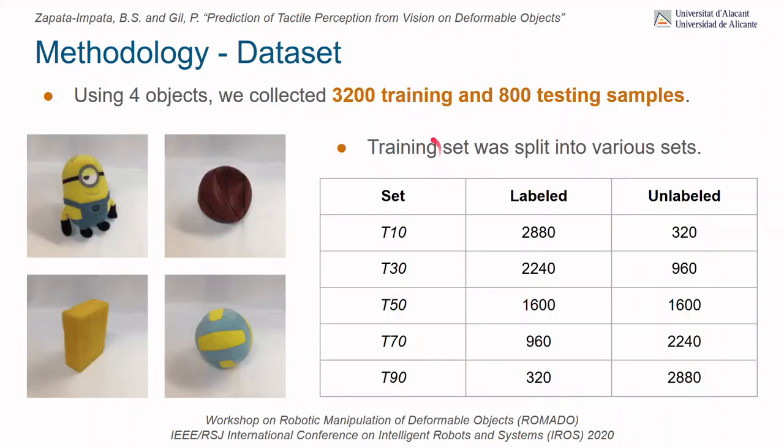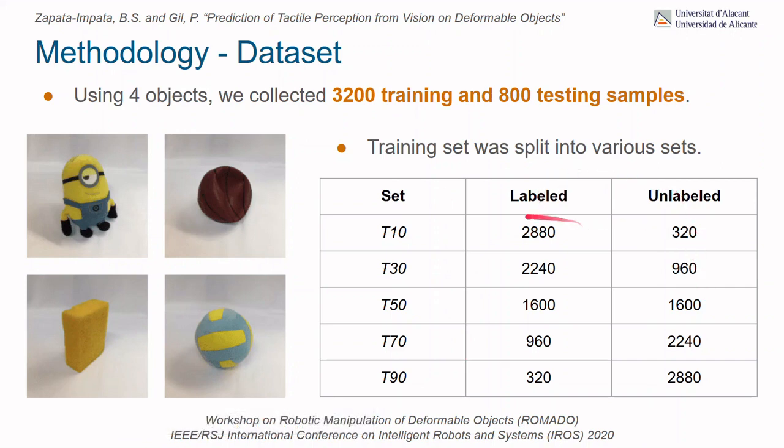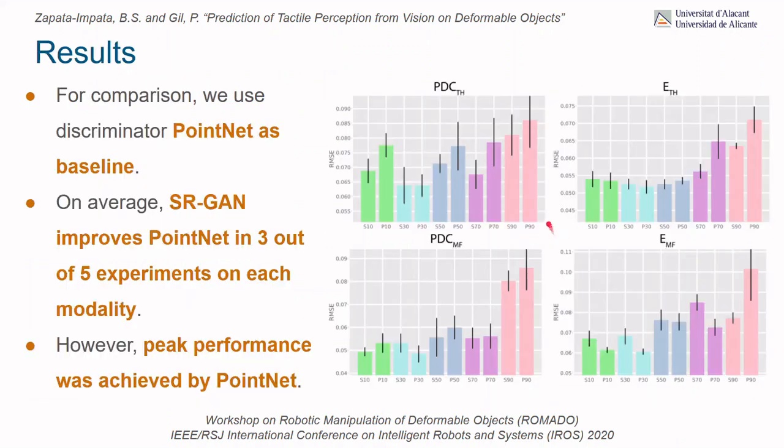For this comparison, we have collected a dataset with 4 objects. In total, we have 3,200 training samples that we have split in these 5 sets with different ratios of labeled and unlabeled data. So for example, the T10 means that 10% of the training samples are unlabeled, so we don't have a label here, and the remaining 90% are labeled samples. Using this, we have compared the baseline, which is this discriminator trained with labeled data only, which is PointNet, with the SR-GAN on the 4 modalities, that is the PDC, the general pressure value, and the electrode values for the thumb and for the middle finger.